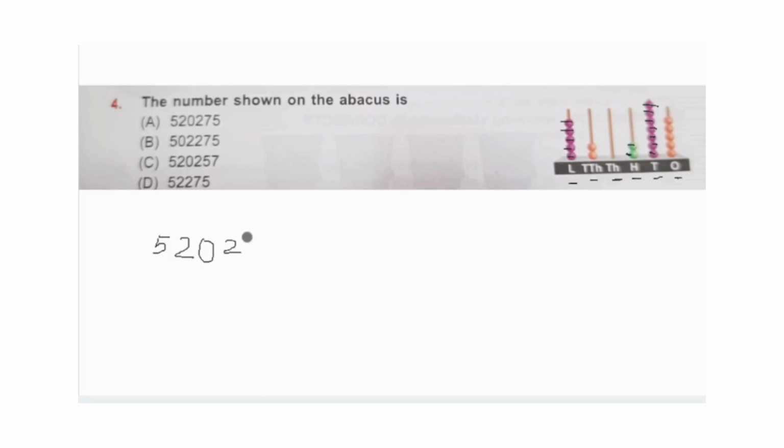So let's write it at the tens position. And in the ones place, you have 1, 2, 3, 4, 5. So there are 5 beads in the ones position. So the interpretation of the image based on the abacus is 520275, which is our option A.